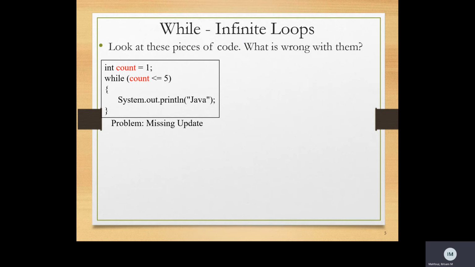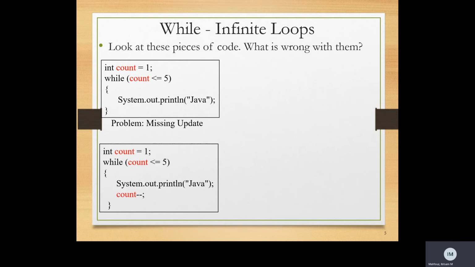Okay. Now let's look at this line of code. Can you pause the video and figure out what's wrong with it? So what's wrong with this statement is that here we're starting our count as 1. After we print Java, we're making count become 1 less. So count is going to become 0, -1, -2, -3, -4.